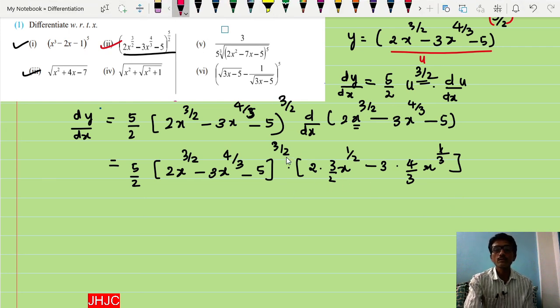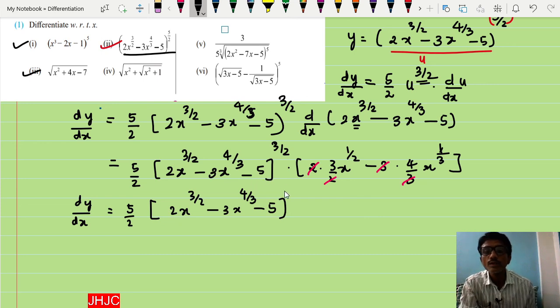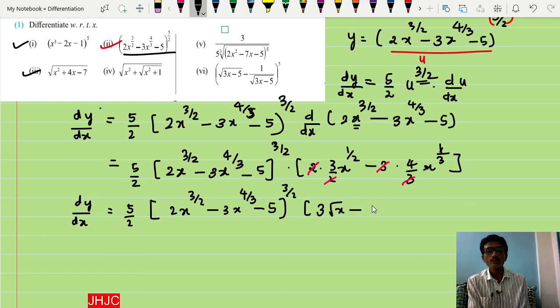Now let's cancel. This 2 is cancelled, here 3 is cancelled, and finally you will get dy by dx is equal to 5 by 2 into 2x raised to power 3 by 2 minus 3x raised to power 4 by 3 minus 5, whole raised to power 3 by 2, into 3 root x minus 4 x raised to power 1 by 3. Yes, here the answer is complete.